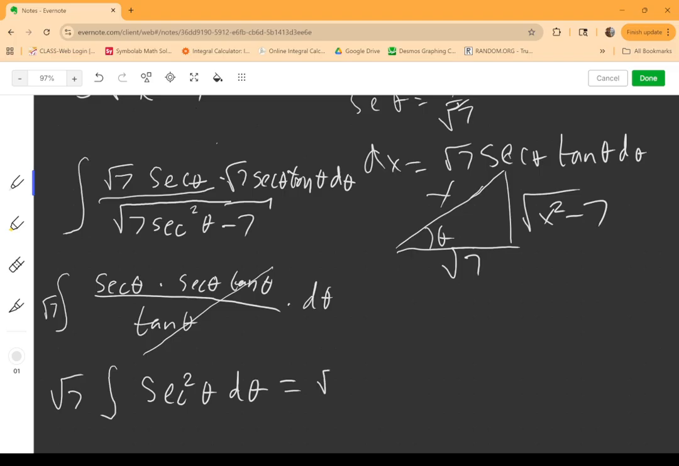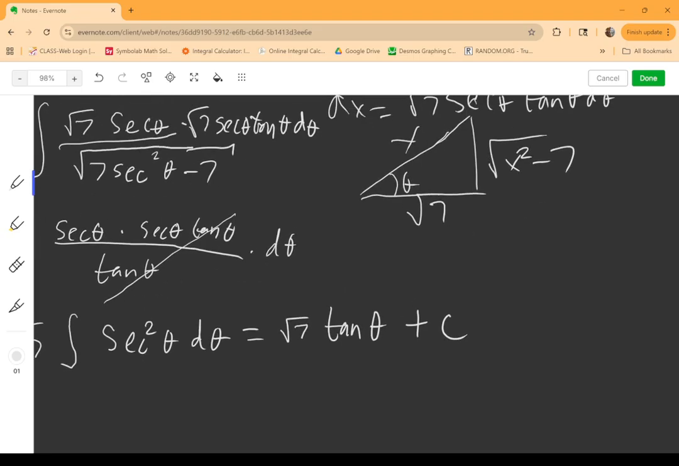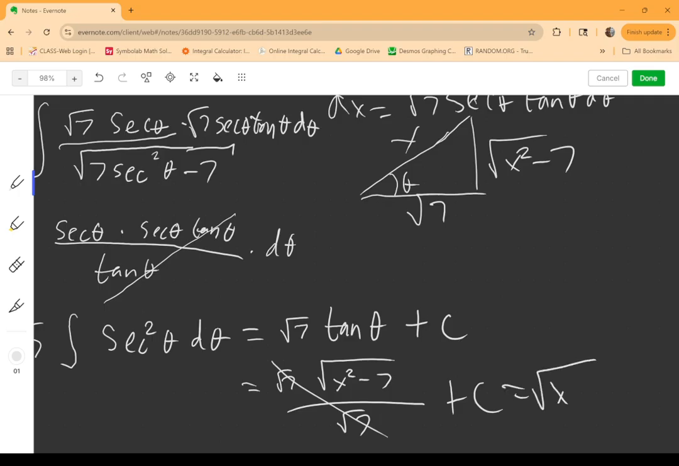The integral of secant squared is the tangent of theta. And again, don't forget the plus c. Then the last thing is to change it back to x. We would see here tangent of theta is the opposite over the adjacent, which is root 7, and then one last reduction here: the square root of x squared minus 7, over root 7, plus c.